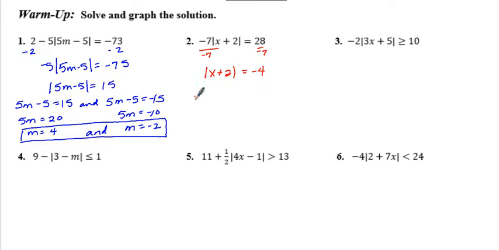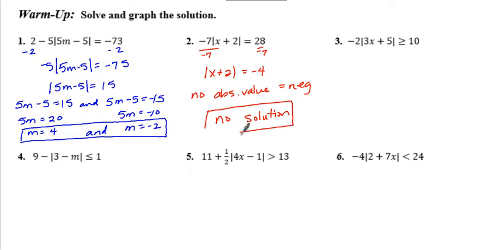So because no absolute value can equal negative, this has no solution. There's nothing you could possibly put in for x and then take the absolute value of it and have it equal a negative of any kind. So this one has no solution. And again, we usually look for that when we've got negatives after all the isolation steps are finished. So we're finished with that one. No extra work needed.